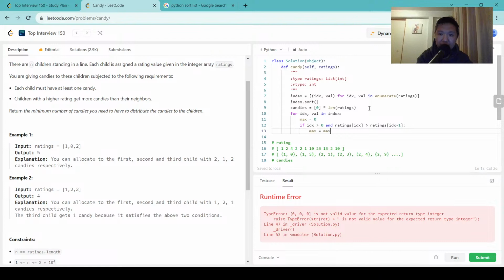And max equals to max of, well, you don't need this, x minus 1. If idx is smaller than len of ratings minus 1 and ratings idx larger than ratings idx plus 1. So notice there's the same thing here. First comes the condition, the check for boundary condition. So this should not be ratings, this should be candies.